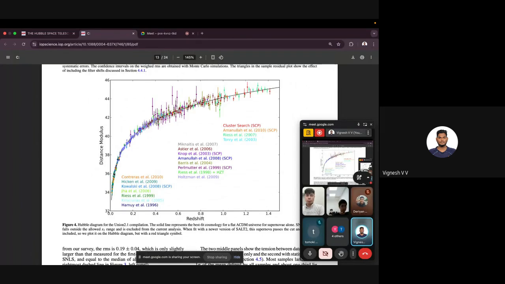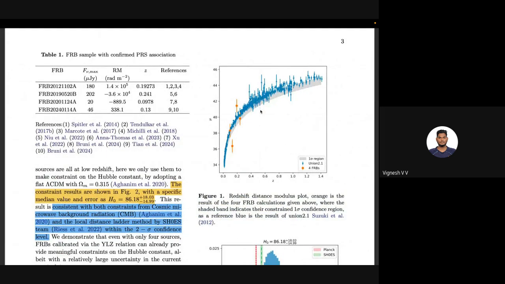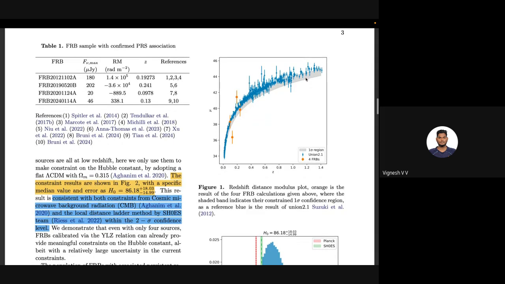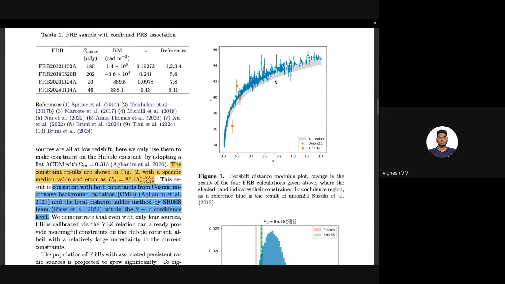Here they use the supernova light curve to calculate the distance modulus versus redshift. So they compare this with the FRBs that they use, and this gray region corresponds to the 1 sigma error for this blue curve. So from this, they estimate the H naught to be around 86 with the given error.